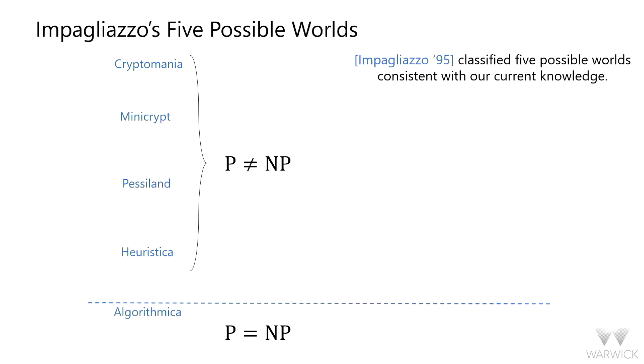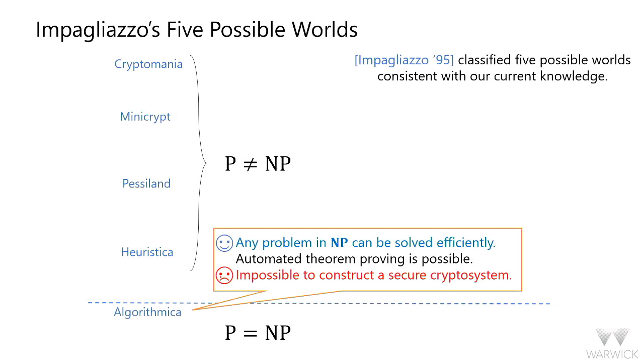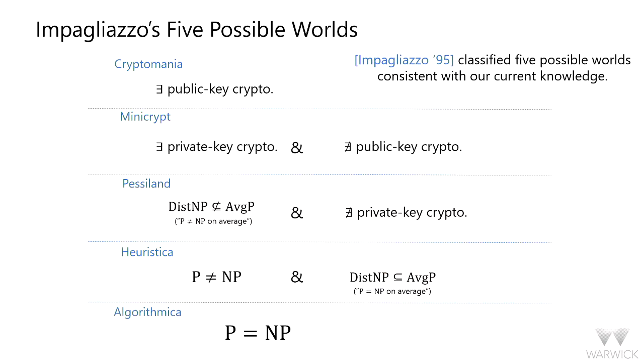In his very influential work, Impagliazzo proposed five possible worlds that are consistent with current knowledge. Here you have five worlds, from Algorithmica up to Cryptomania, and one of them corresponds to our world. For example, Algorithmica is a world in which P is equal to NP. In this world, we can't construct a secure cryptosystem. The rest correspond to worlds in which P is not equal to NP, and these are further classified in this way.